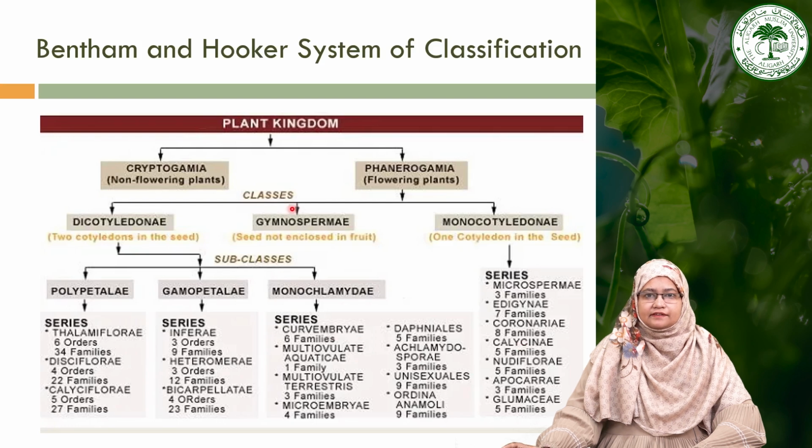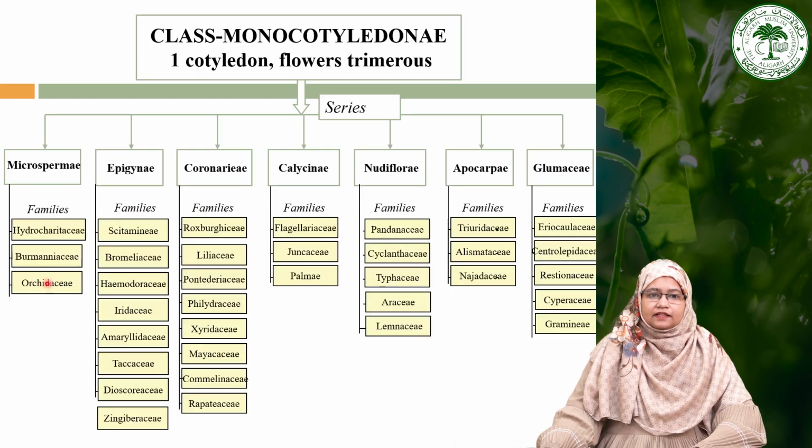First of all, as I have told you, according to the Bentham and Hooker system of classification, this family is placed in Monocotyledonae, which has one cotyledon, and the series of this family is Coronariae. So it belongs to the monocots, the series is Coronariae, and in the Coronariae the family is Liliaceae, which we are going to explore today.